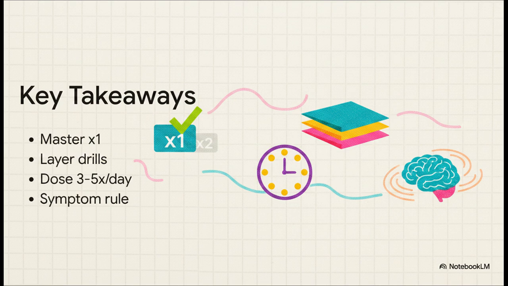And lastly, the symptom rule. Mild provocation that settles in 15 to 20 minutes means you've hit the neuroplastic sweet spot. That is exactly how you transform a basic checklist into a powerful adaptation-driving program.